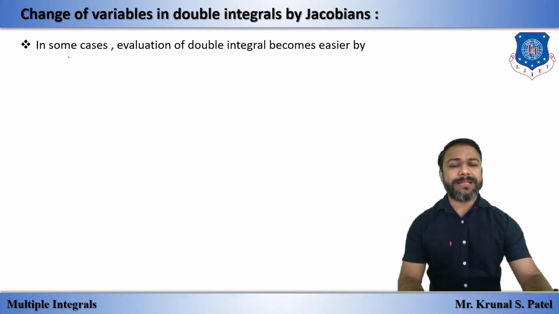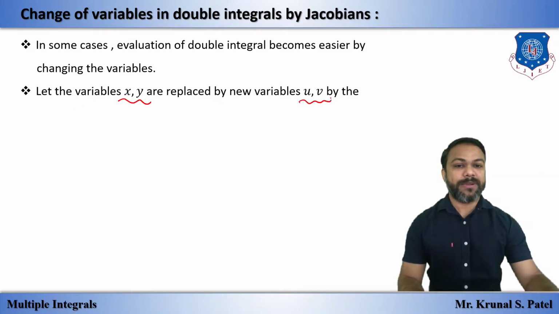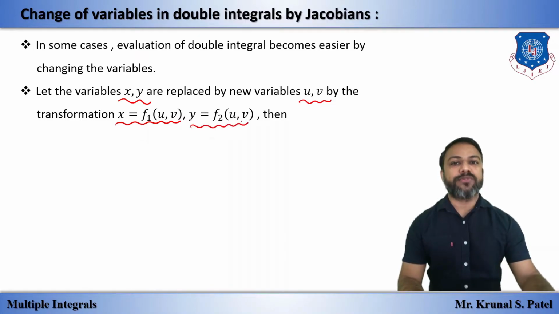The method is: in some cases, evaluation of a double integration becomes easier by changing the variables. So let the two variables x and y be replaced by new variables u and v by some transformation, x is equal to f1 of u comma v and y is equal to f2 of u comma v. That means these two transformations are already given. If they are not given, then we have to make them from the example.